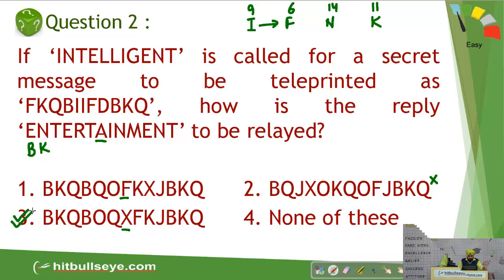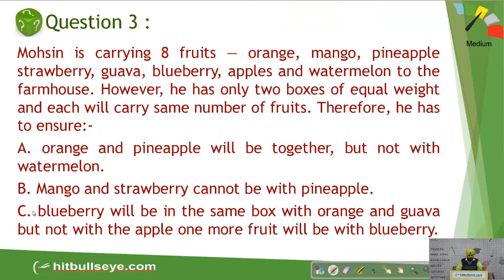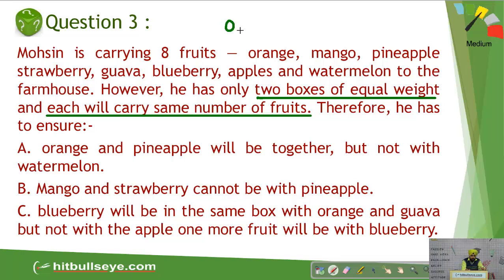Moving on further, students, this one. It's again a puzzle question. Let's see what is given. They are talking about 8 fruits. OMP, we can call it in short form. 2 boxes, equal weight. So 2 boxes of equal weight, and each will carry the same number of fruits. So fruits will be 4 each. And he says orange and pineapple will be together. So you can say orange and pineapple, say they are here. They will not be with watermelon. This means watermelon will go to the other box.